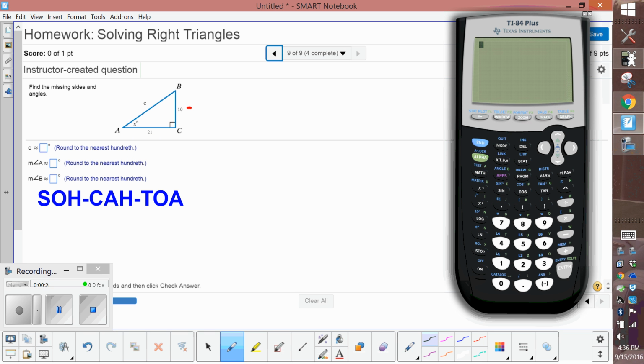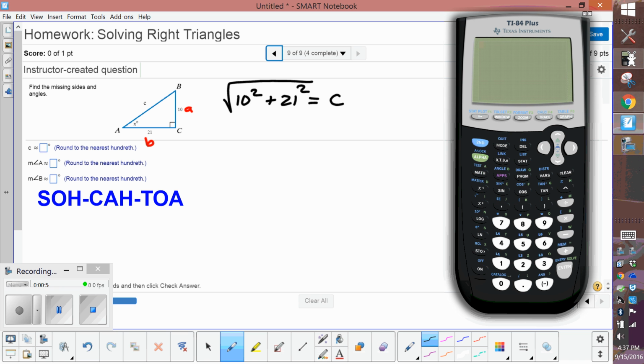Remember, a is across from big A, little b is across from big B. So I would say 10 squared plus 21 squared equals c squared. And this is an easier problem than the last one I did. If I want to make this go away, the opposite of squaring something is square root. And if I square root that entire thing, I should have little c.